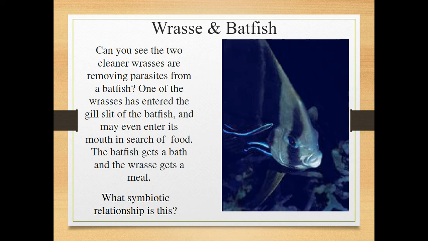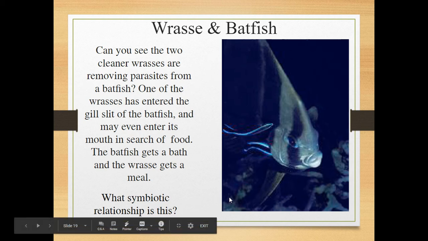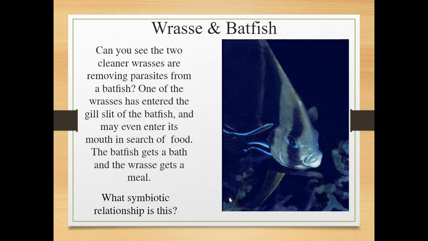So the wrasse and the batfish. Can you see the two cleaner wrasses are removing parasites from the batfish? So they're kind of there. One has entered the gill slit, you can kind of see that, and may even enter its mouth in search of food. The batfish gets a bath and the wrasse gets a meal. So what type of relationship is that, where they're both benefiting? Mutualism.